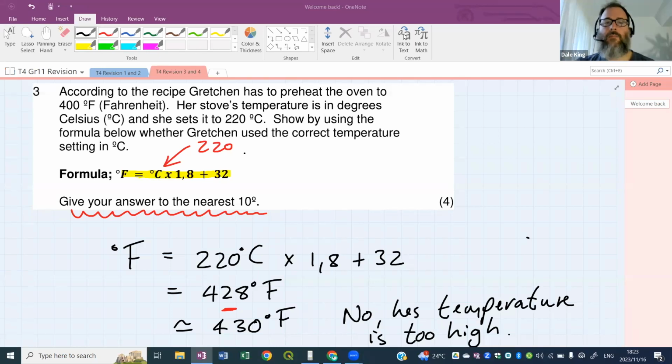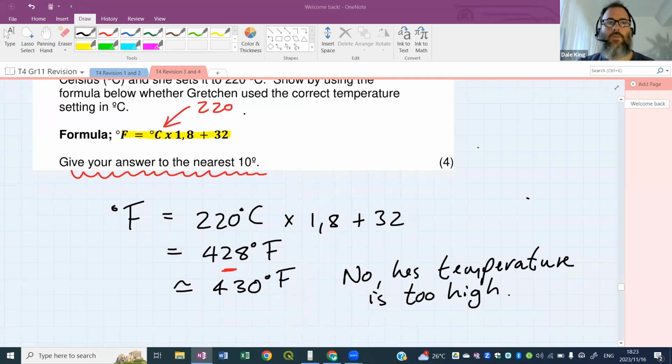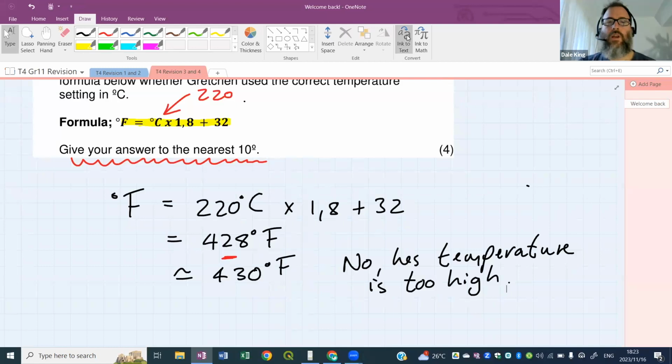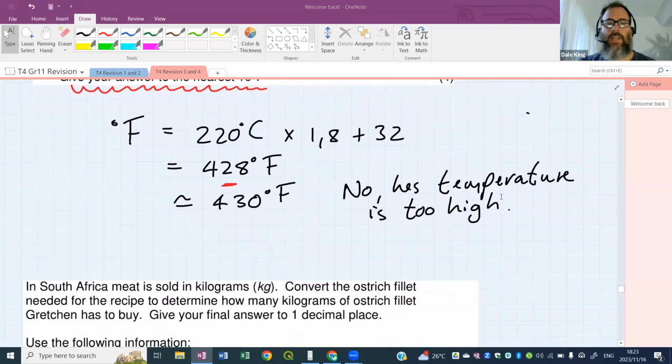Can you guys see that? All right. I hope you guys can all see that. Please, if there's any questions, you've got to speak to me. Raise your hand, use the raise your hand function in Zoom and speak to me. Are you guys all happy with this? How we did it? If not, please raise your hand and we can go through it again. But we can see here that she's too high. She's way too high. She needed 400. She got 430. All right. Let's move on.